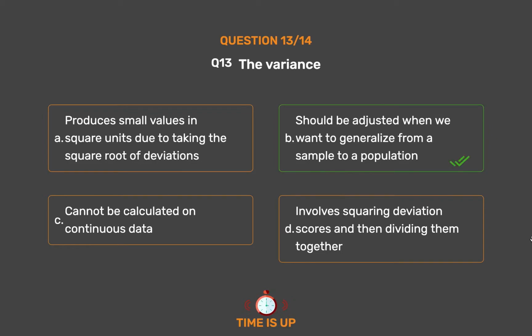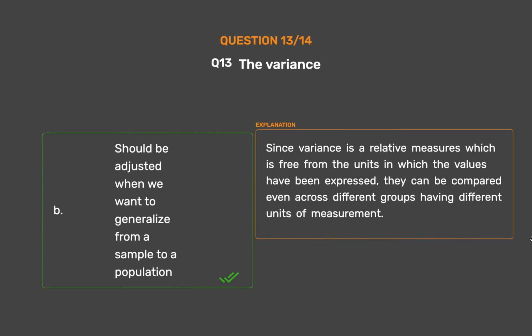Should be adjusted when we want to generalize from a sample to a population. Since variance is a relative measure which is free from the units in which the values have been expressed, they can be compared even across different groups having different units of measurement.